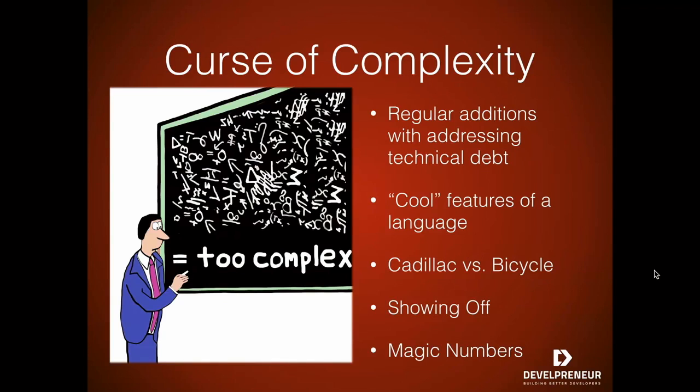Another one we find a lot is a cool feature of a language. We find something like, oh, look at this new feature, I want to take advantage of it. And the next thing you know, you've got this really complex solution where it didn't need to be. The only reason it's complex is because that allows you to take advantage of this new feature that doesn't really add value to your solution, which is sort of the same as the Cadillac versus the bicycle approach.